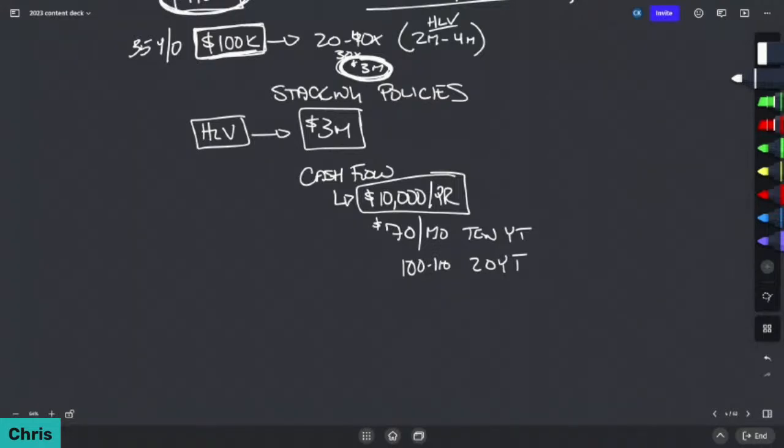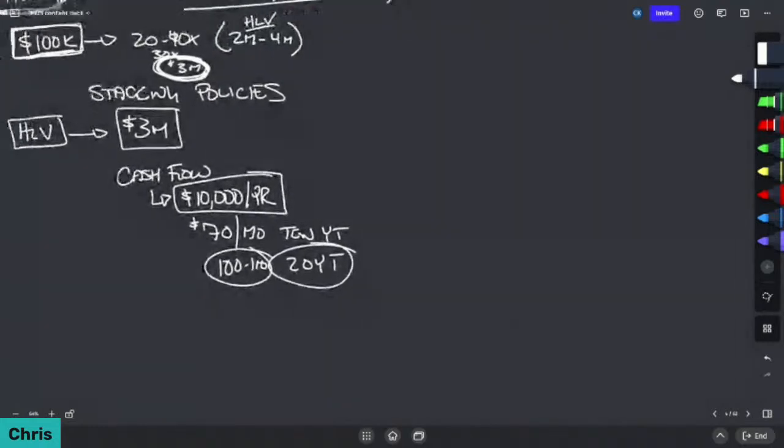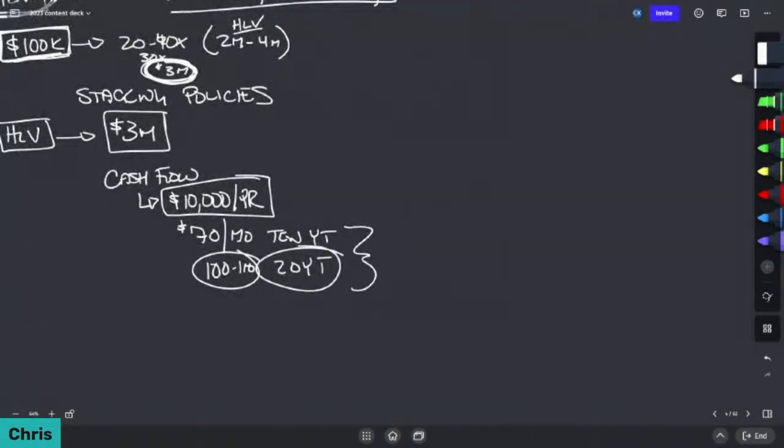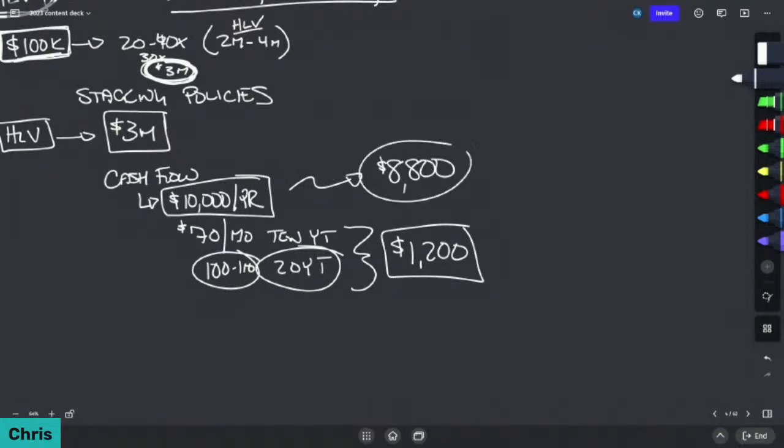So out of this, what I'm going to first do is say, all right, $100 a month, that's $1,200 a year. Let's roll with that number for a 20-year term. That leaves us in cash with $8,800, right? So I'm going to take this $8,800 and try to maximize what I can do into a cash efficient policy.